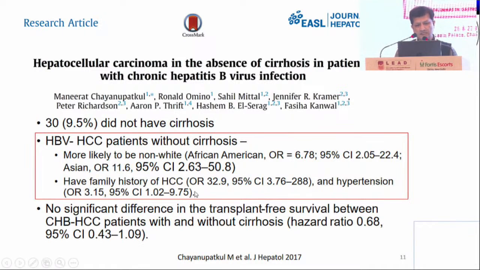So this is one study on hepatitis B as an etiology in non-cirrhotic HCC. Though the numbers were not very high, they said that non-cirrhotic hepatitis B HCC would tend to occur in non-whites, which means more of Asians or maybe African Americans, and those who have a family history of HCC. So that is typically when hepatitis B related non-cirrhotic HCC would happen.